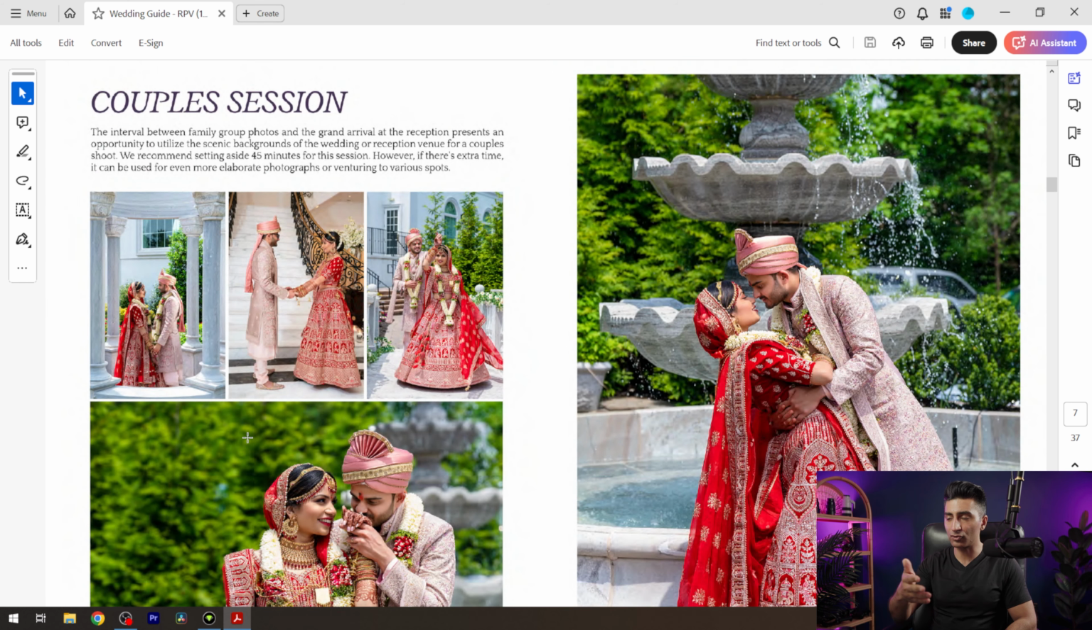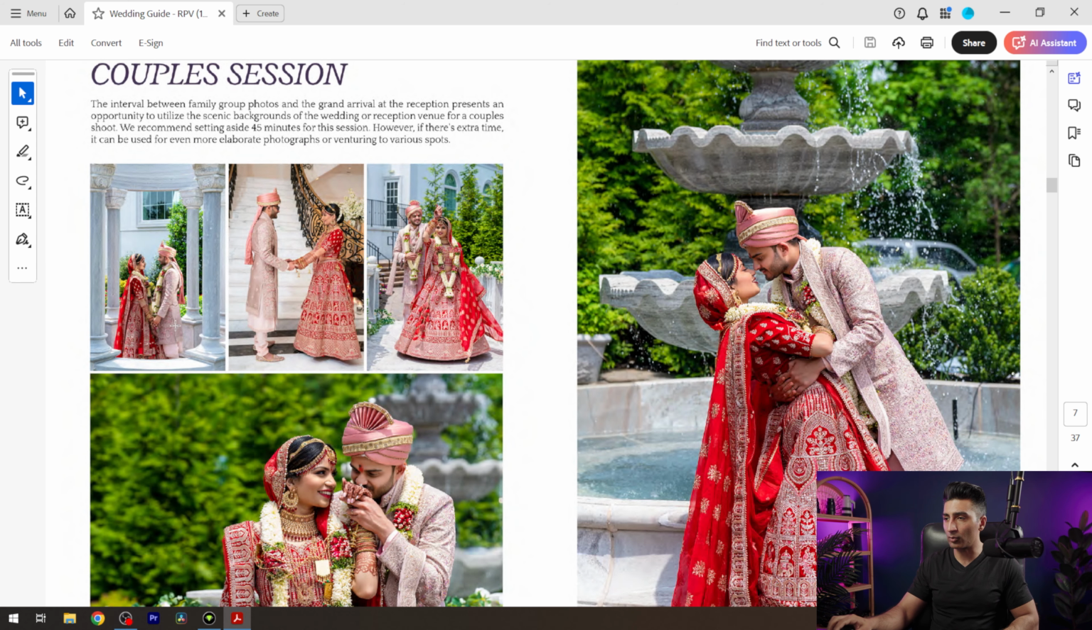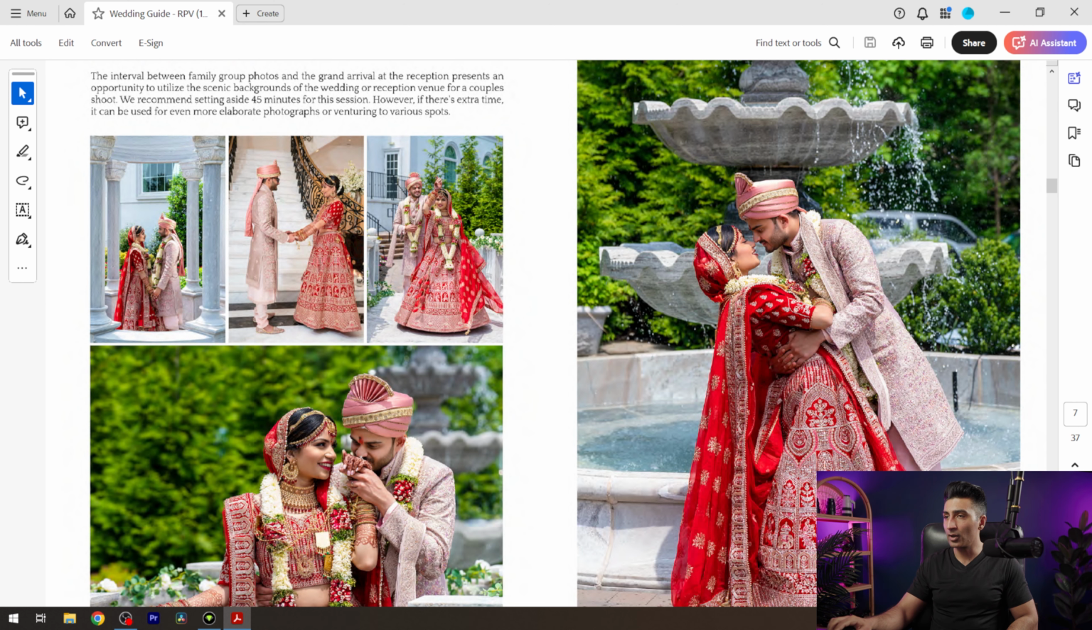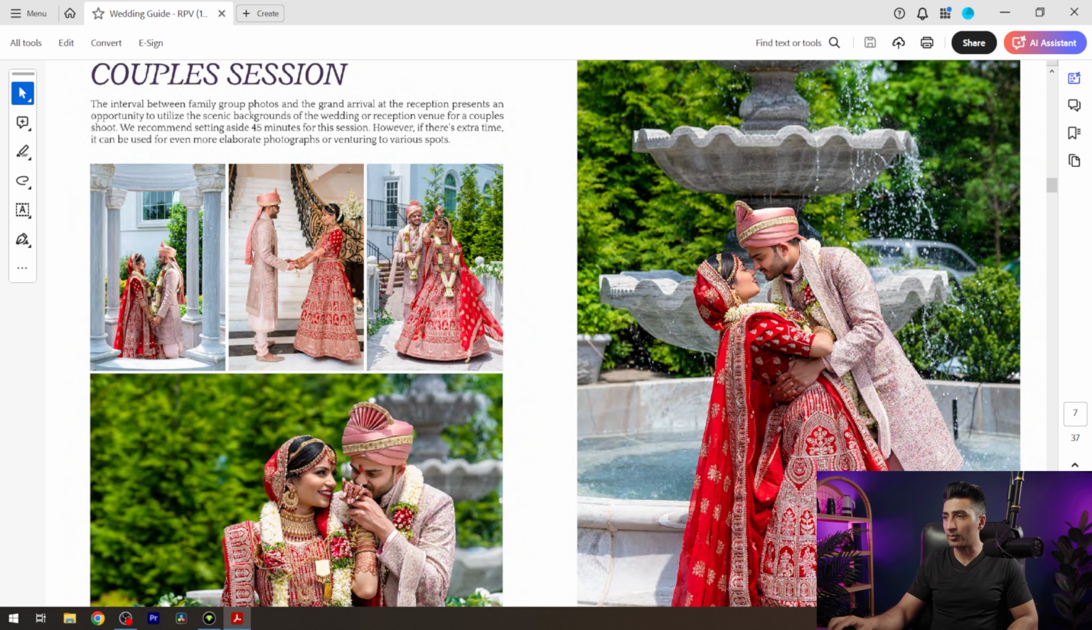Couple session, same thing. Right after first look, this is really where we're going to move around the venue. We'll capture any special architecture within the building or outside the building, as you can see here. Always a really fun session, and we recommend at least 45 minutes for this if you can spare it.